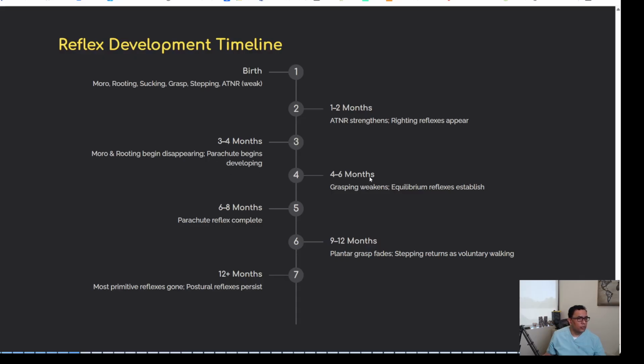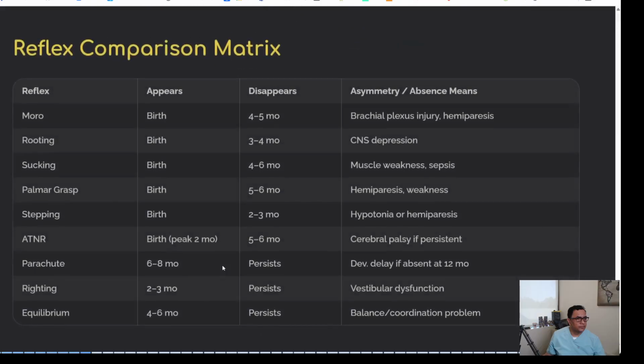Okay. 4 to 6 months, grasping, the palmar and plantar, they weaken. Equilibrium, which is a postural reflex, comes into play here. Now, 6 to 8 months, parachute reflex is complete. 9 to 12 months, plantar reflex fades, stepping returns, and then at 12 months, most primitive reflexes are gone, but postural reflexes are present. Okay, now let's go.